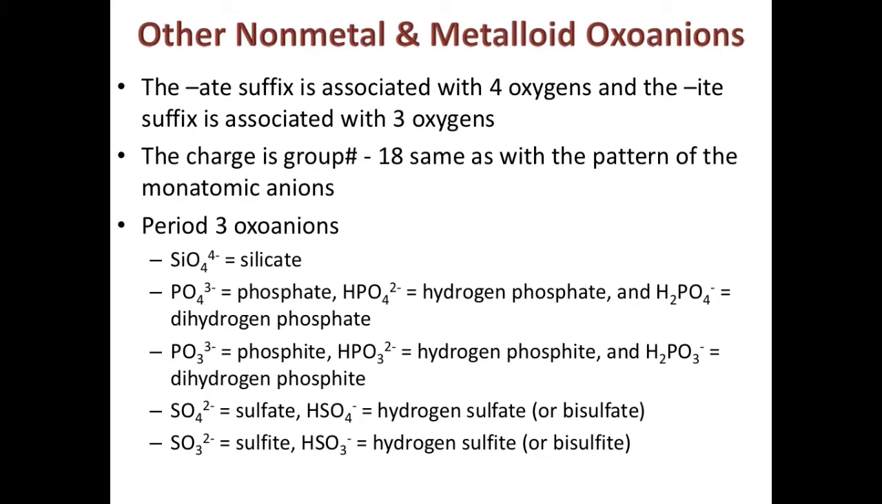Now we move on to the sulfur oxoanions. SO4 2- is sulfate, and HSO4- is hydrogen sulfate, and it has a trivial name of bisulfate. SO3 2- is sulfite, and HSO3 1- is hydrogen sulfite with the trivial name of bisulfite.